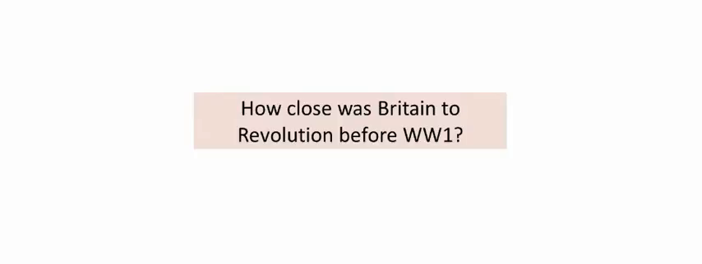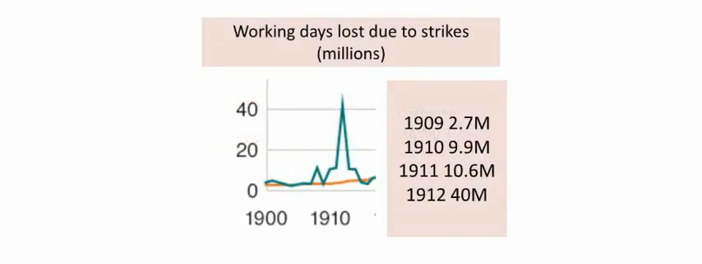So as you can see in the charts here, the amount of days lost due to strikes massively spikes between the periods 1909 and 1914. Now, in reality, what happens is it spikes at the very highest at 40 million days lost in 1912, and then starts dropping off fairly quickly after that point, 1913 going to 1914.